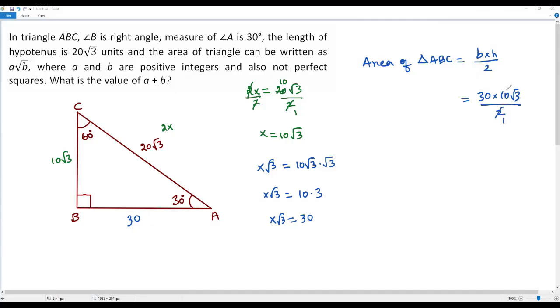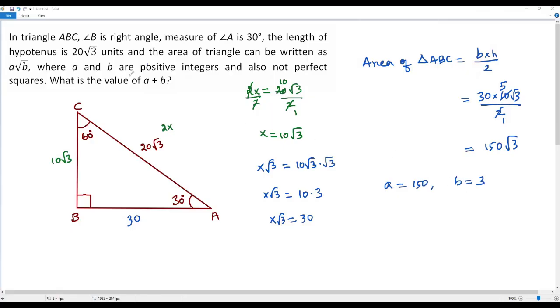Here 2 goes into 2 one time and 2 goes into 10 five times. When I multiply 30 and 5 times square root of 3, I am getting 150 times square root of 3. Here I got the area of triangle ABC. Already we have the area of the triangle written as A times square root of B. When I compare this A times square root of B with 150 times square root of 3, at the place of A, we have 150. At the place of B, we have 3 inside the square root. So we have A equals 150 and B equals 3.